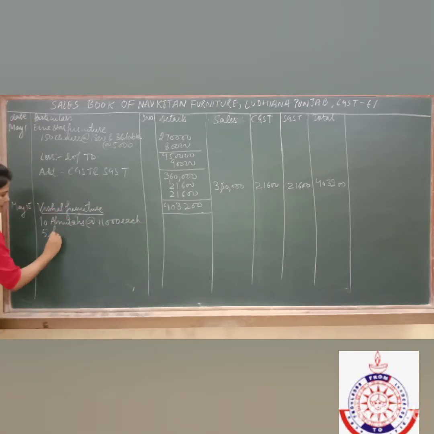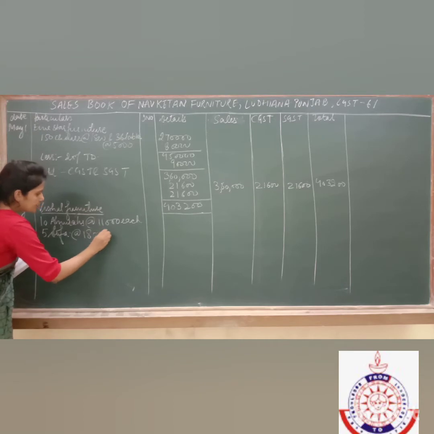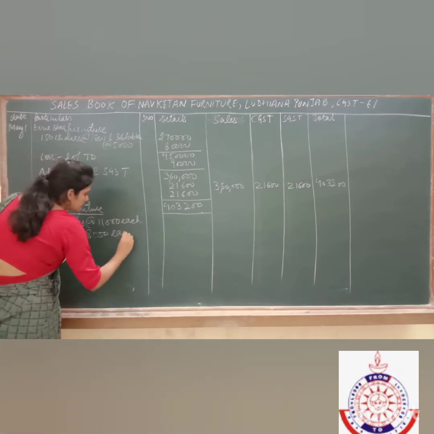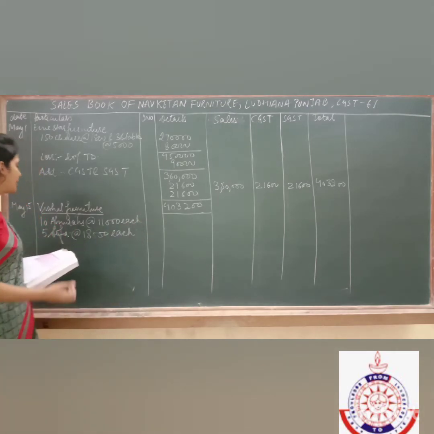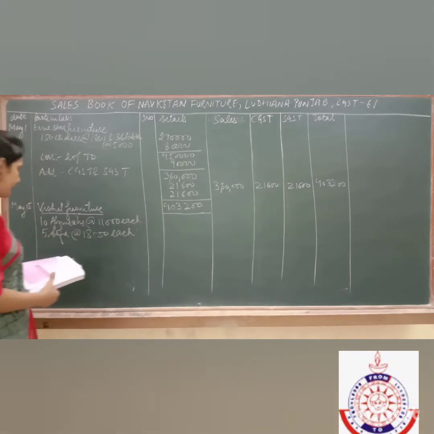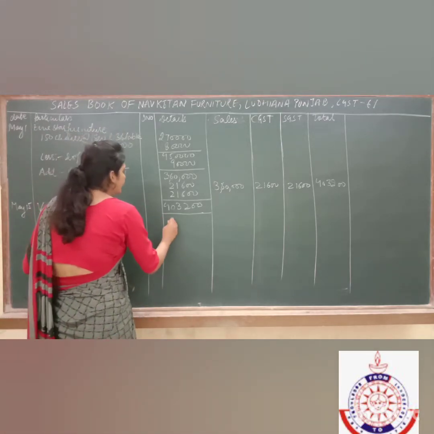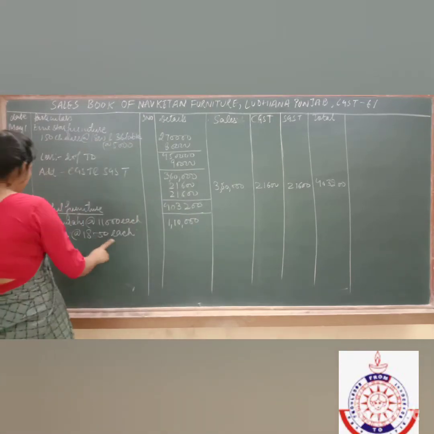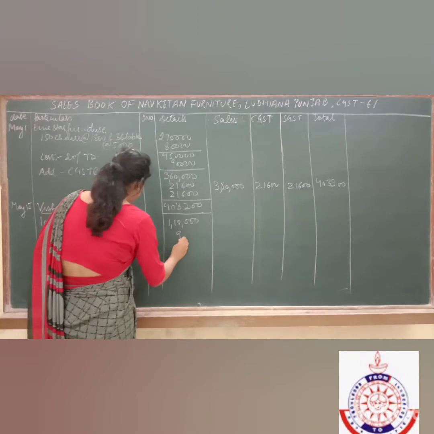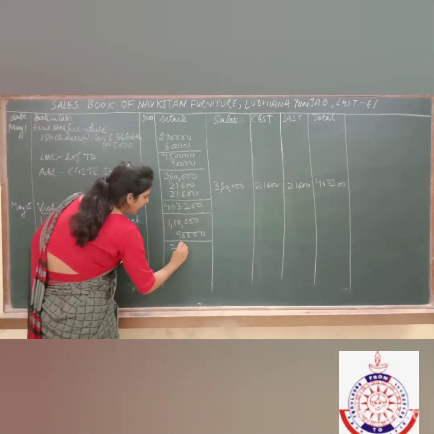5 sofa sets at the rate of 18,000 each. Fine. Invoice number is not given, so leave it. So first of all, write the amount in details. It is 10 into 11,000, which is 1,10,000. Then 5 sofa sets into 18,000 is 90,000. Total becomes 2 lakh.